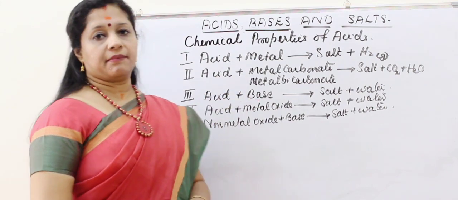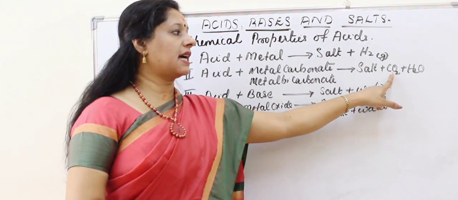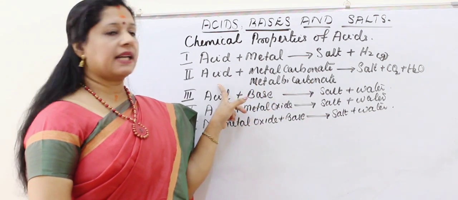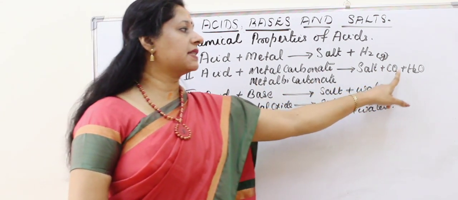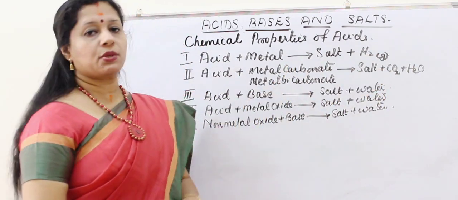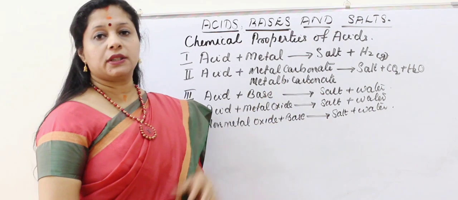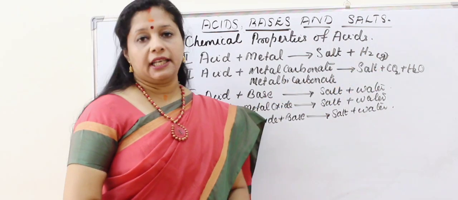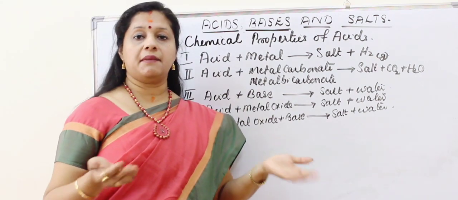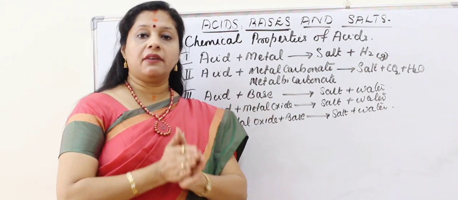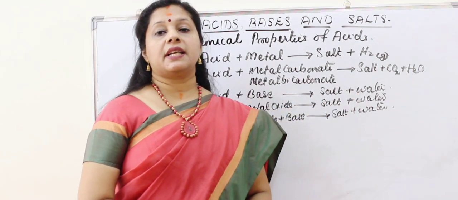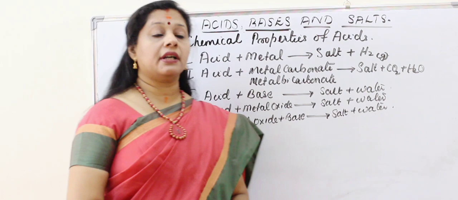Acid plus metal carbonate will give salt plus carbon dioxide plus water. The same way metal bicarbonate also reacts with acid to form salt plus carbon dioxide plus water. So the products are the same, that's why I wrote it together. Carbonate has CO3, so from that CO2 will be evolved. Now when an acid reacts with a base, if an acid and base are both opposite in nature and they combine together, what do we get? Salt and water. Such a reaction is called a neutralization reaction.